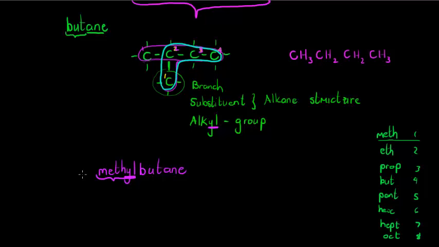So this can never be a 1. It can only be a 2 or a 3, because if I were to add a branch at number 1, I would just be extending the chain. If I add a branch at number 4, it would just be extending the chain. So this would only be a 2. This is a 2-methyl butane.